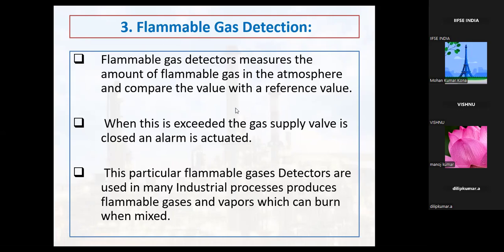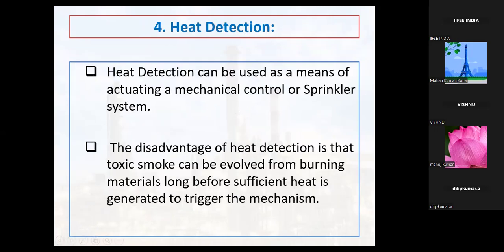Then coming to the heat detection system. Heat detection can be used as a means of activating a mechanical controller or a sprinkler system. This system is used in most of your malls and hospitals. You can see a type of flower on the ceiling. When the heat is detected, if it rises more than the reference value, the sprinkler system is automatically activated over here.